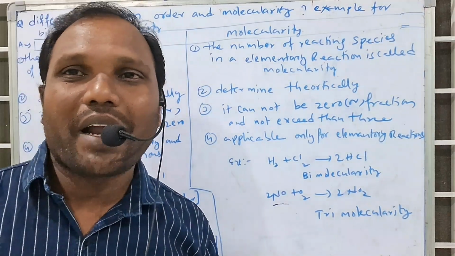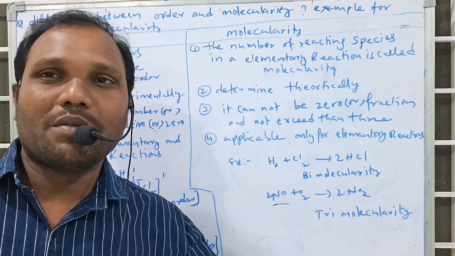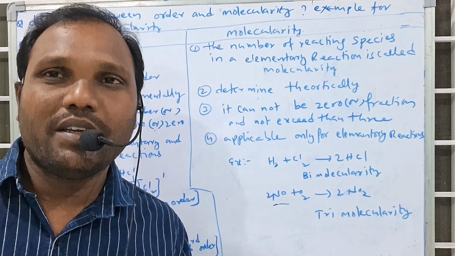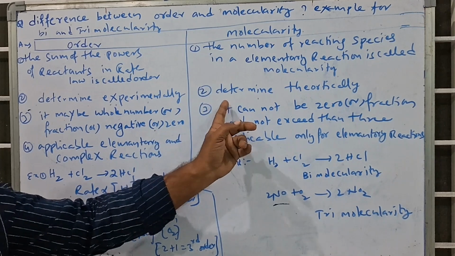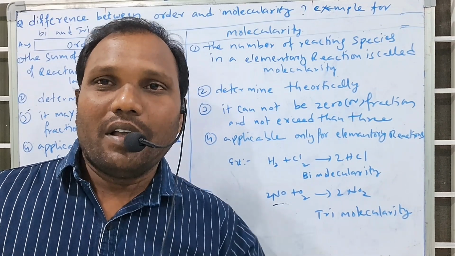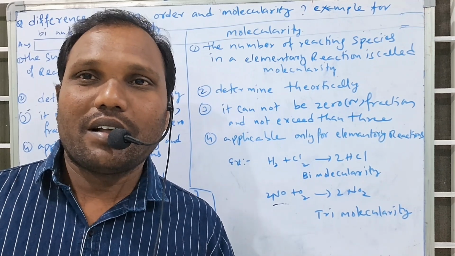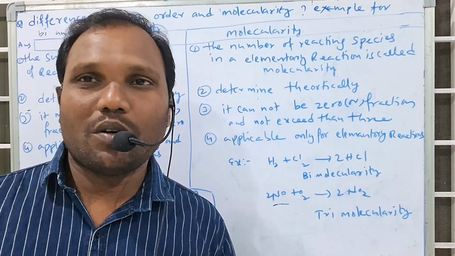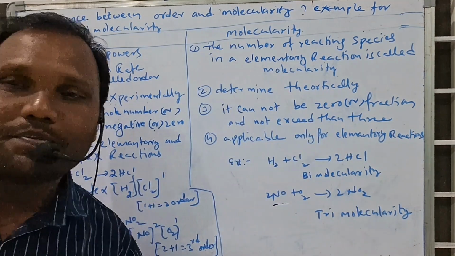Now the second difference: order can be determined experimentally. Experimentally means practically. Molecularity, on the other hand, is determined theoretically. Theoretically means that from a balanced reaction, the number of reactants is taken. So molecularity can be determined theoretically.